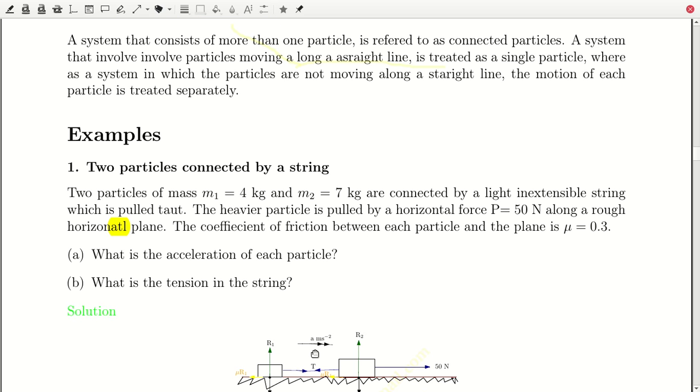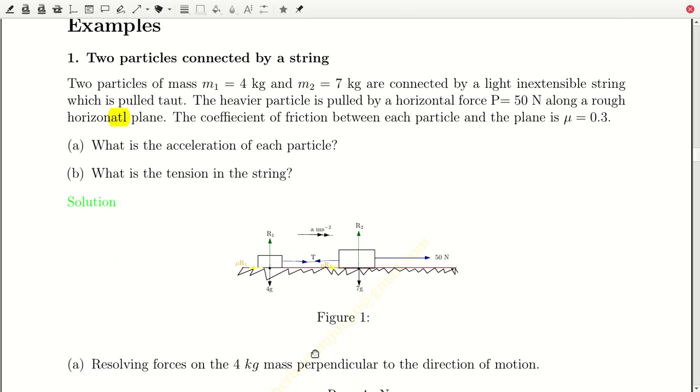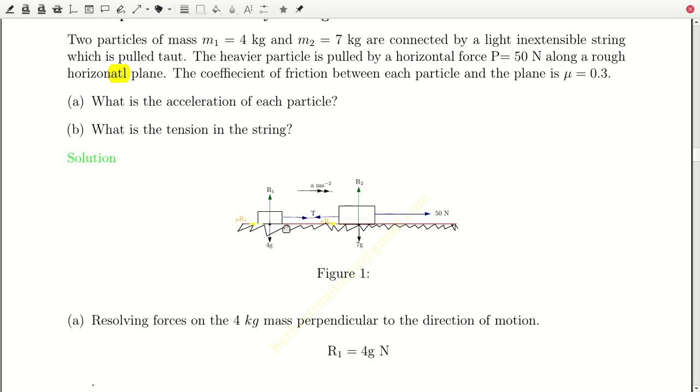First of all we begin by sketching. As you can observe here, this is our sketch. This is the first particle, 4 kilograms. This is the second particle of 7 kilograms. They are connected by a string, as you can observe here, and the 7 kilogram mass is pulled by a force of 50 newtons.